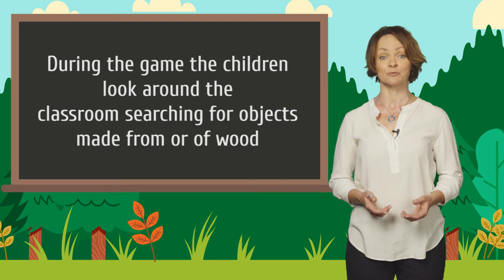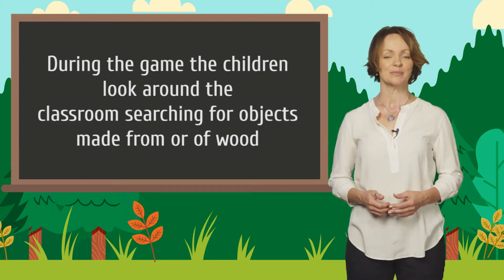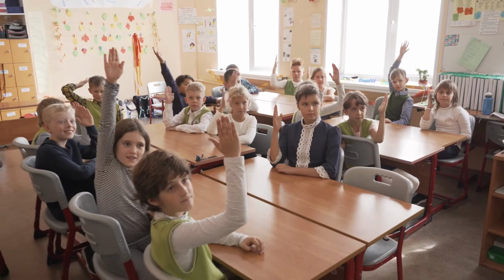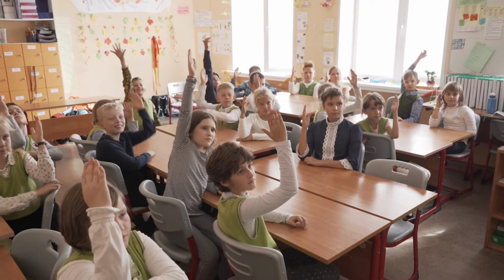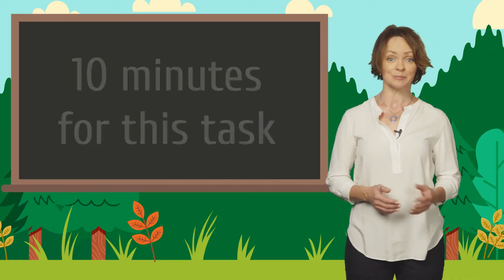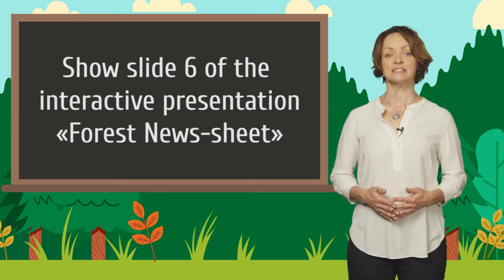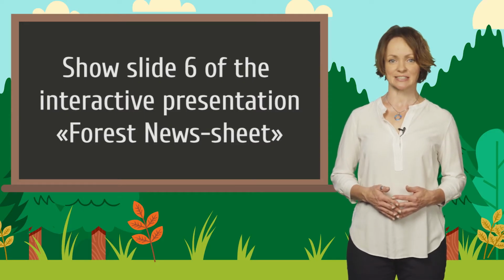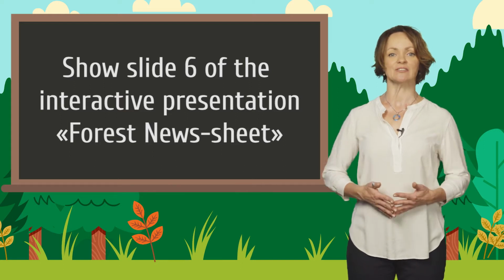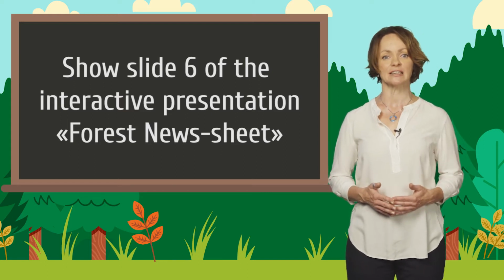These can be notebooks, pencils, desks, chairs, or any other wooden objects. The task is to be done by each student, and it can be repeated several times. If needed, help the children identify the right objects. Set 10 minutes for this task. Next, set slide 6 of the interactive presentation and switch to the next task called Forest News Sheet.